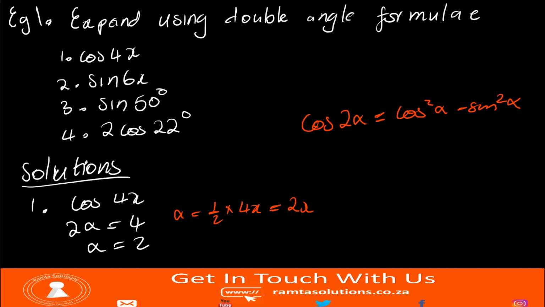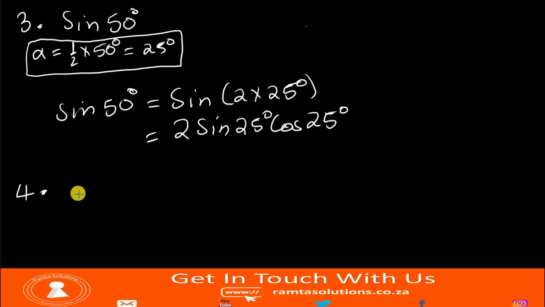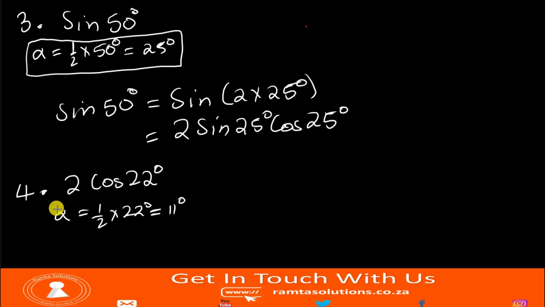Now, number 4, 2 cos 22. Now, this is interesting. 2 cos 22 degrees. A question you should ask yourself again is, what is half of 22? Half of 22 is 11 degrees. Now, this therefore means we will be using, what is this? We will be using a double angle for cosine.